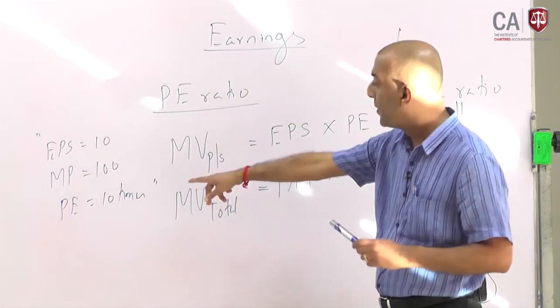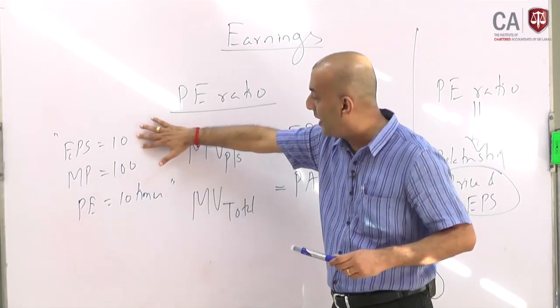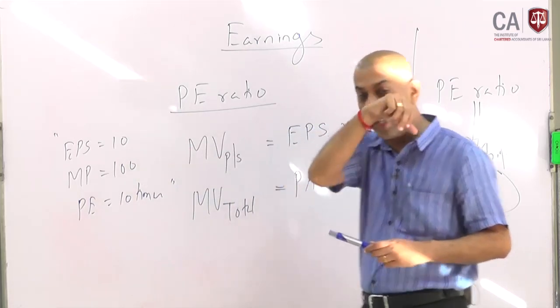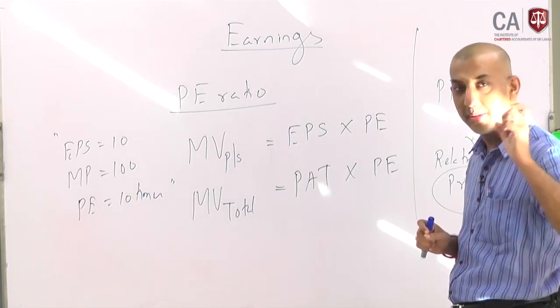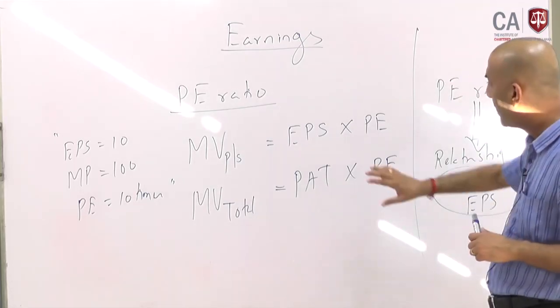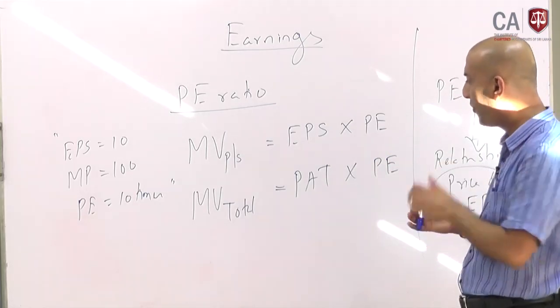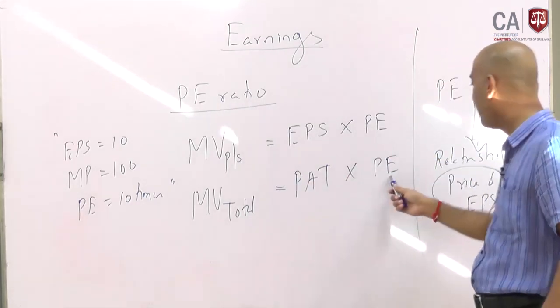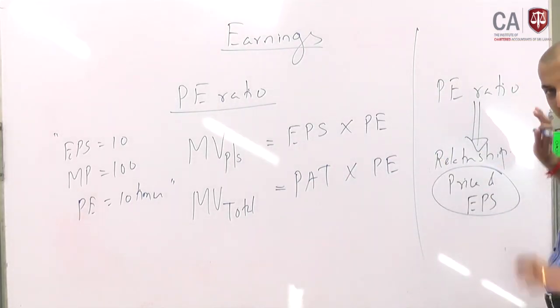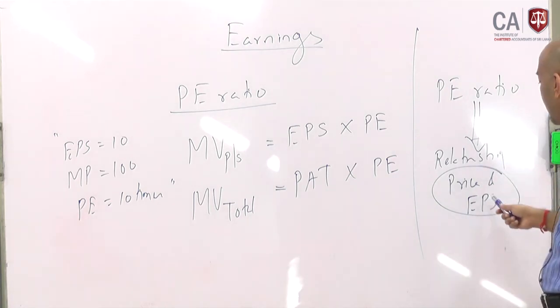So it gives you the relation between earning per share and market price. 10 times of earnings is the market price. So please note, from the calculation point of view, it's earning per share into PE ratio, or profit after tax into PE ratio. PE ratio means it's a relation between price and earning per share.